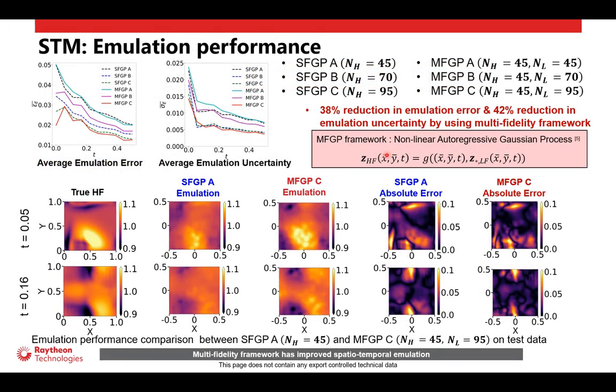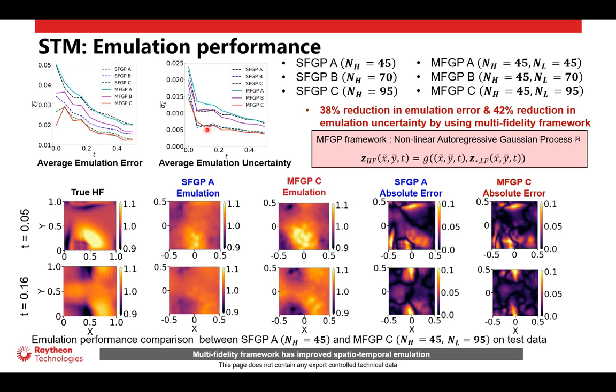Now, a multi-fidelity Gaussian process framework called the nonlinear autoregressive GP has been used to model the nonlinear correlation between the high and the low fidelity coded coefficients. The predictions from the multi-fidelity GP have been compared with the single fidelity GP that uses only high fidelity data for training. The single fidelity GPs are named SFGP A, B, and C, and the multi-fidelity GPs are MFGP A, B, and C. As can be seen from the solid lines in these plots, adding low fidelity data in the MFGPs leads to a progressive reduction in the emulation error and the emulation uncertainty, keeping the number of high fidelity points the same in the MFGPs.